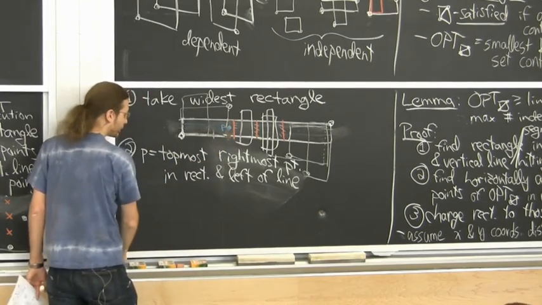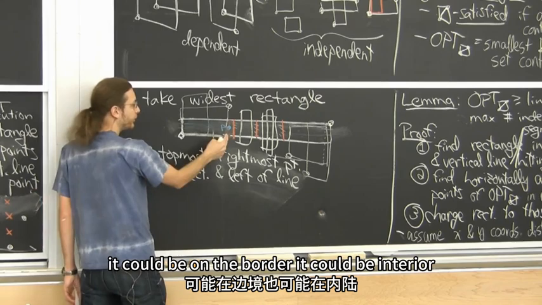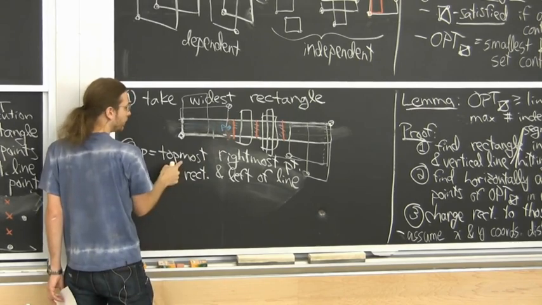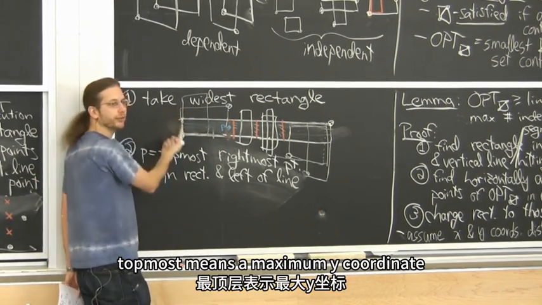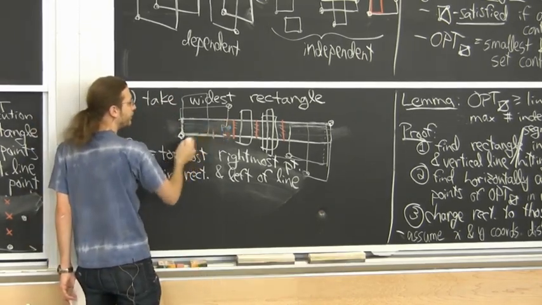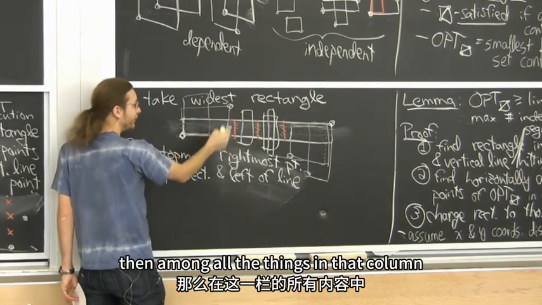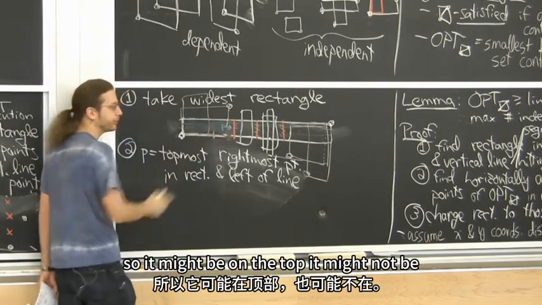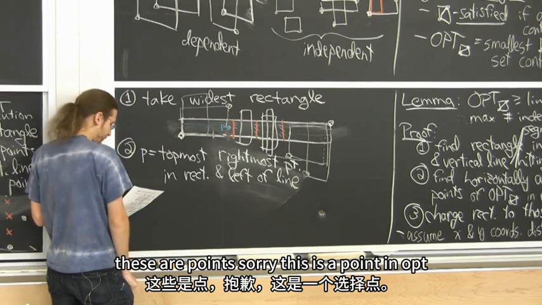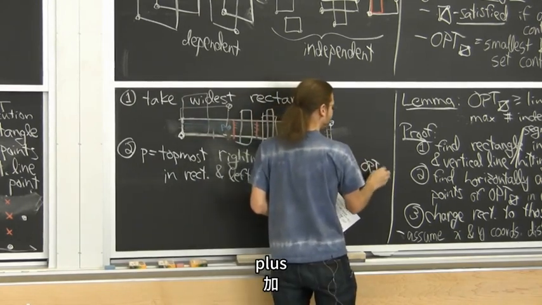It could be on the border, it could be interior, we don't know. When you say topmost, what is your topmost? Topmost means maximum y coordinate. Oh, okay, got it. So it could be up here. First we go rightmost. Then among all the things in that column, we go to the topmost one. So it might be on the top, it might not be. These are points, sorry, this is a point in opt plus.